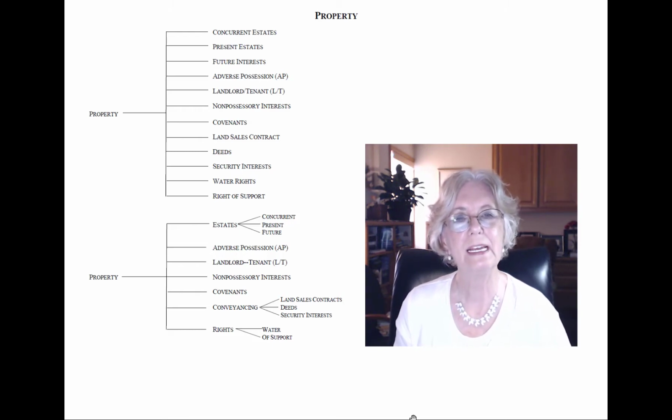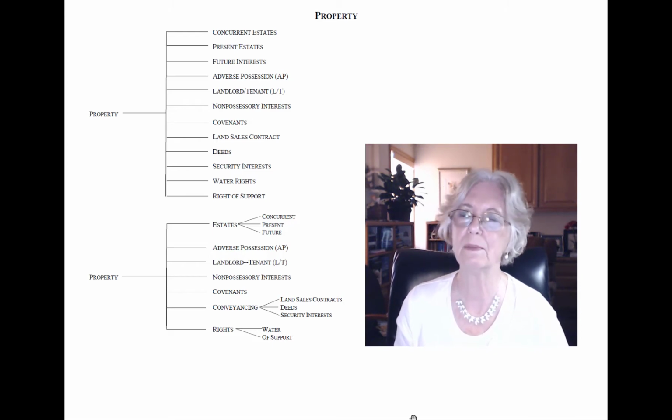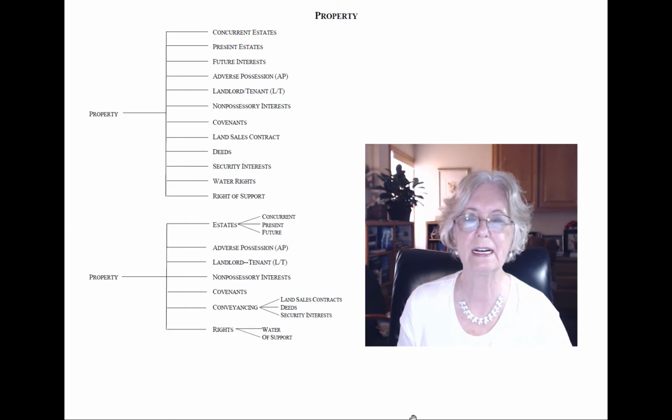Notice that there are three separate level one topics in the main organization we have at the top of the page. But if I'm memorizing this, I'm going to have a hard time memorizing 13 at once. So I'm going to break it down the way it is at the bottom of the page, and I'm going to memorize that in property, what I need to think about in a hypothetical is estates in land, and there are three kinds. I need to think about adverse possession.